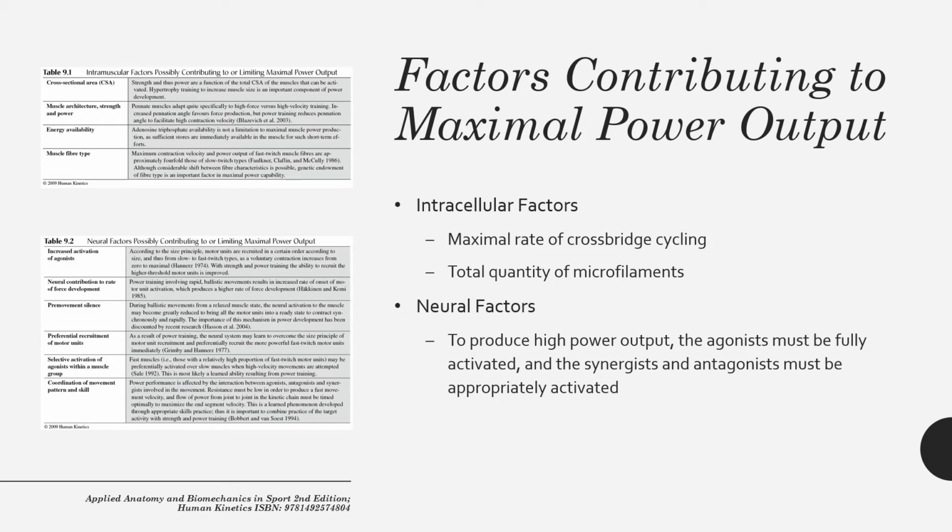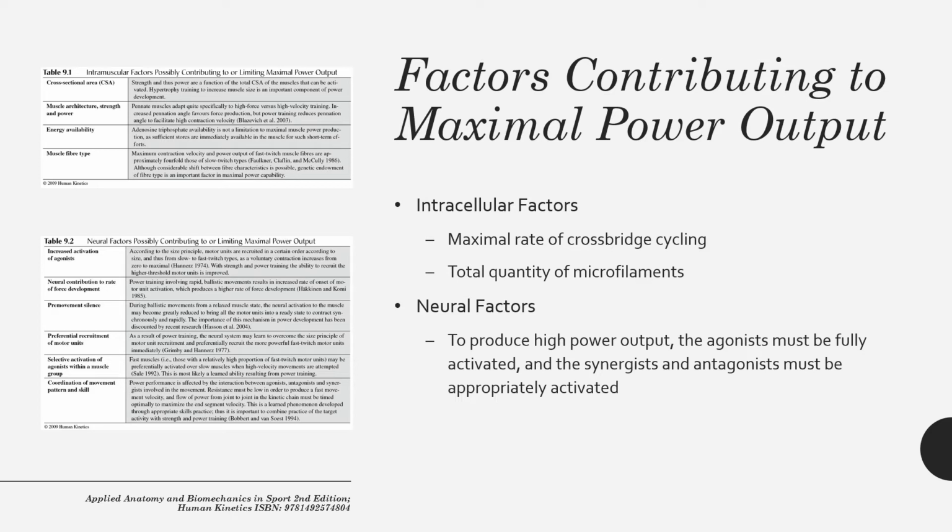So what is going to contribute to maximal power output? Well, we have either intracellular factors or neural factors. Intracellular factors are going to be mostly the maximal rate of cross-bridge cycling. This is just kind of determined for everybody. And then the total quantity of our microfilaments. There is some genetic component to this, and there is some component that comes with training.